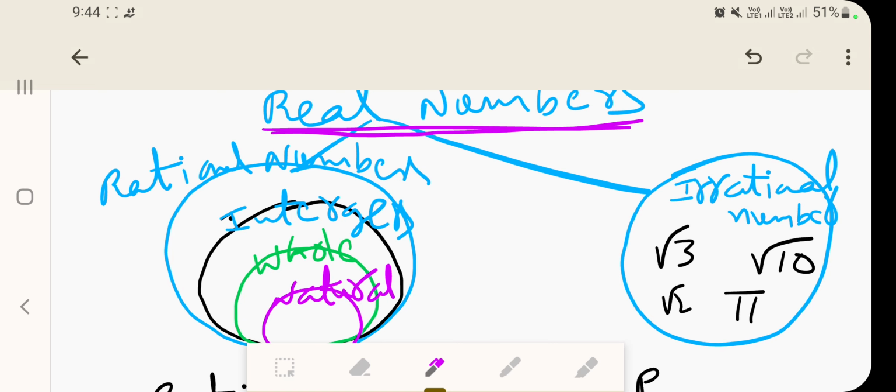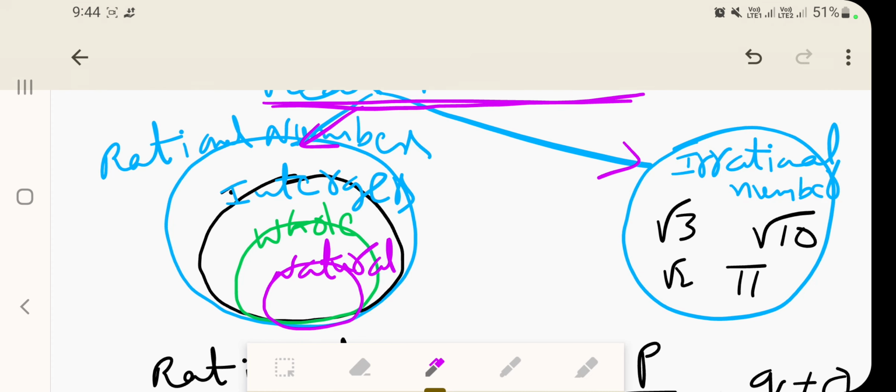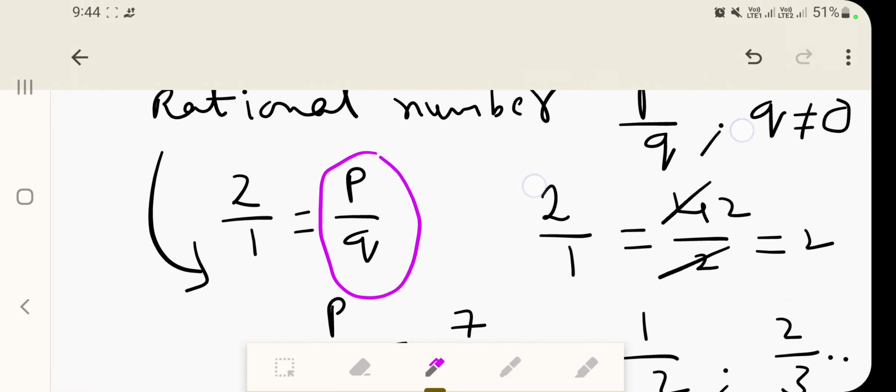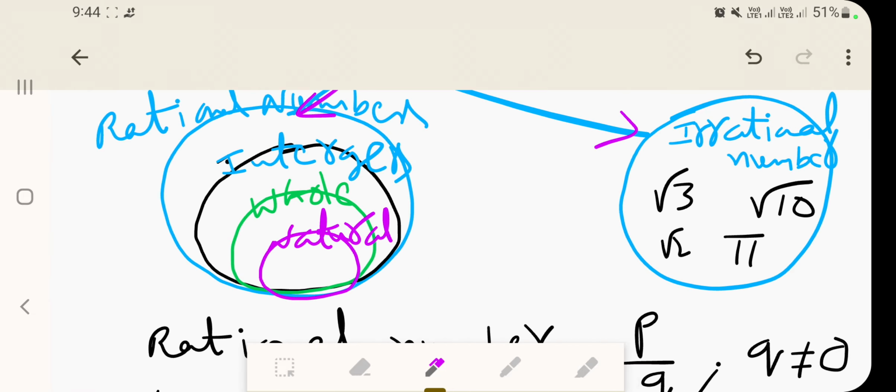And real numbers are further divided into rational numbers and irrational numbers. In rational numbers, which I have explained here, we can write numbers in p by q form, where q is not equal to 0, like 2 by 1, 4 by 2. So under rational numbers, integers are also rational numbers only.